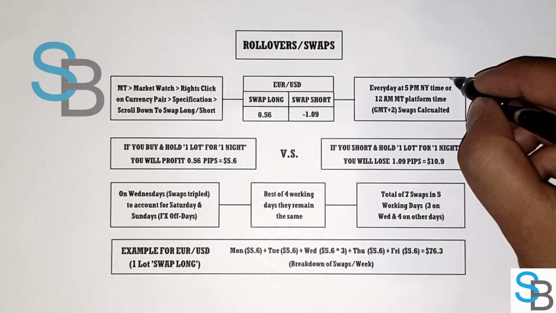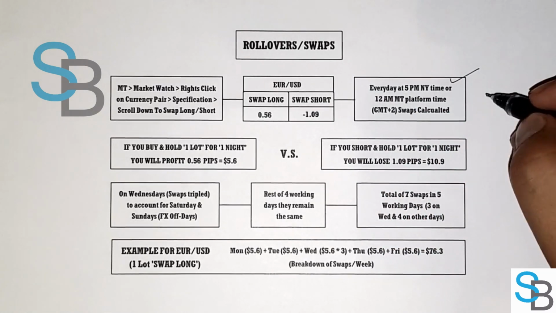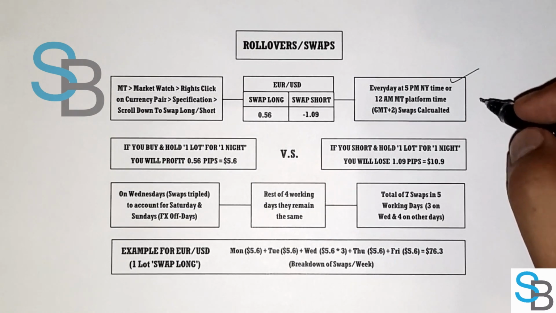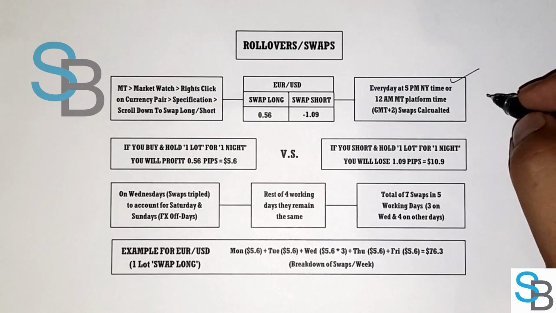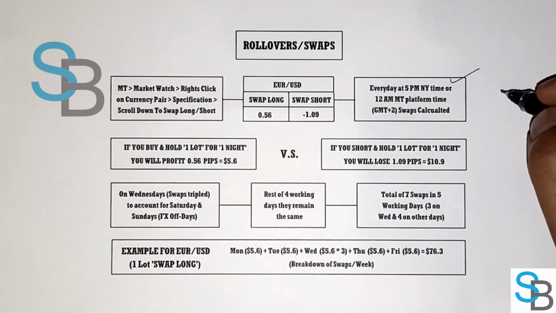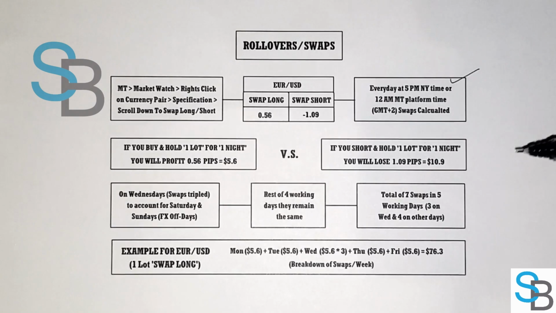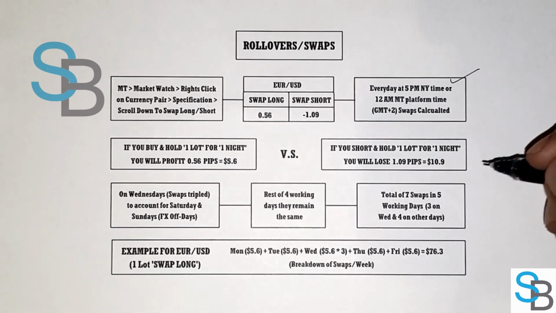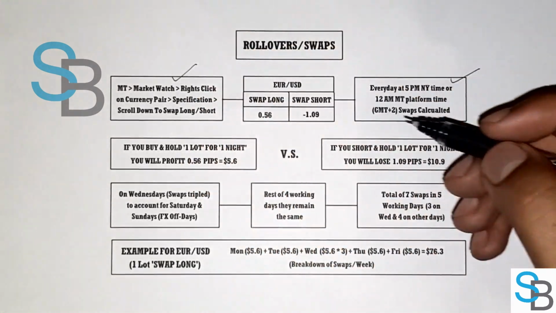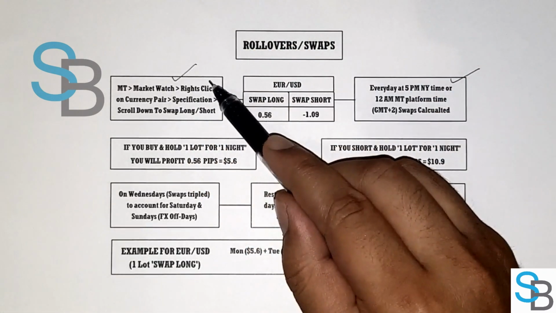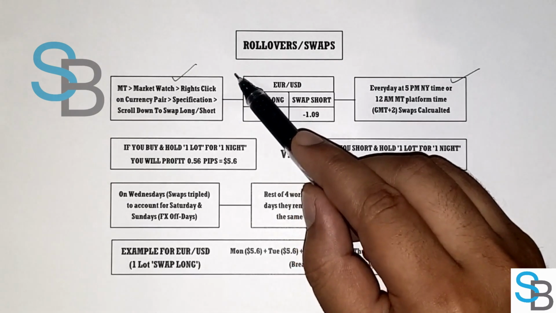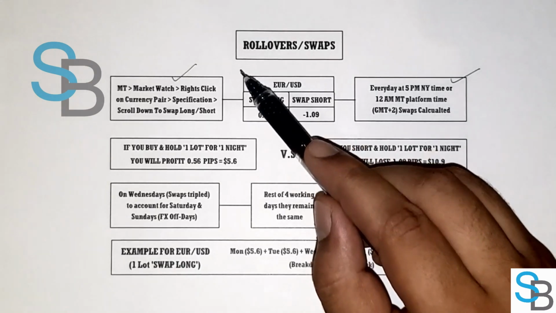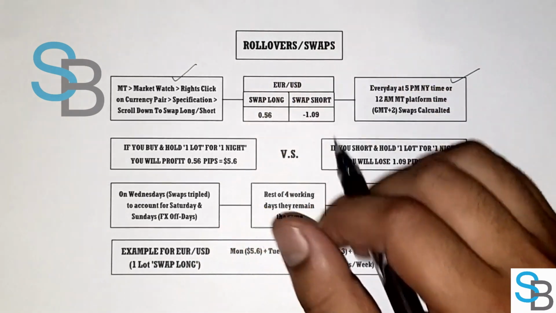Every day at 5 p.m. New York time, swaps are calculated and debited in your account. It is 12 a.m. in MetaTrader time format, as MetaTrader time zone is GMT +2. So you can keep track of swaps according to the New York local time or the MetaTrader platform time. If you go on Market Watch in your MetaTrader platform and right-click on the currency pair you want to trade and then click on specification, scroll down and you will see two columns of swap long and swap short.